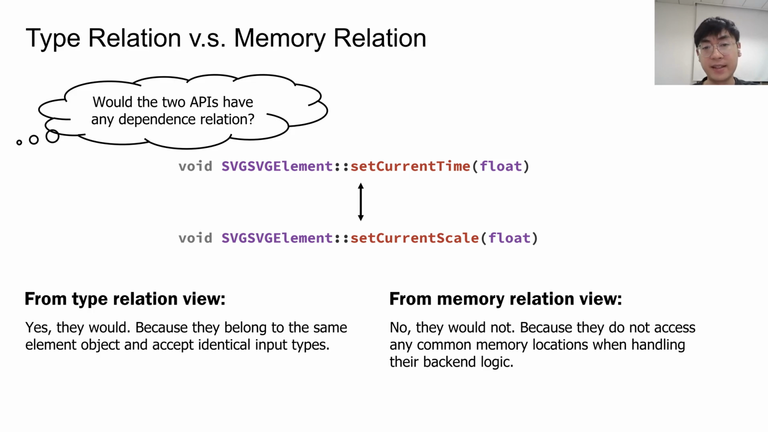Considering these two APIs, it seems that they have a relation with each other because they belong to the same element object and accept identical input types. But if we dig into their backend logic, we will find that they do not access any common memory locations. So in memory level, they do not interfere with each other.